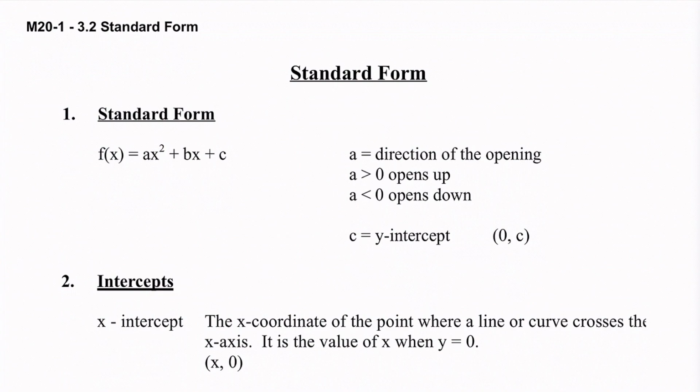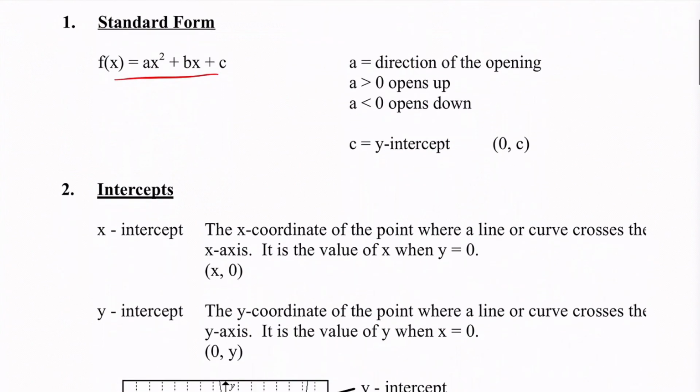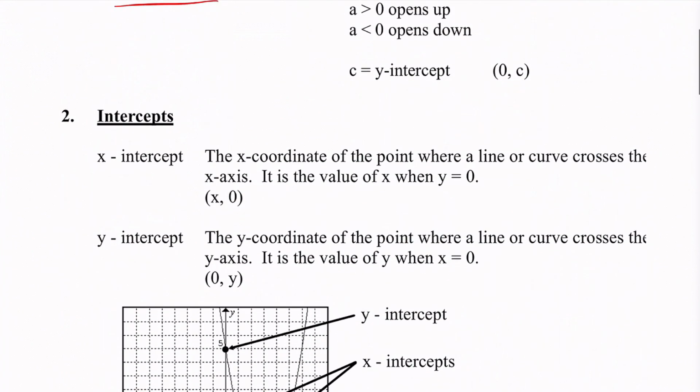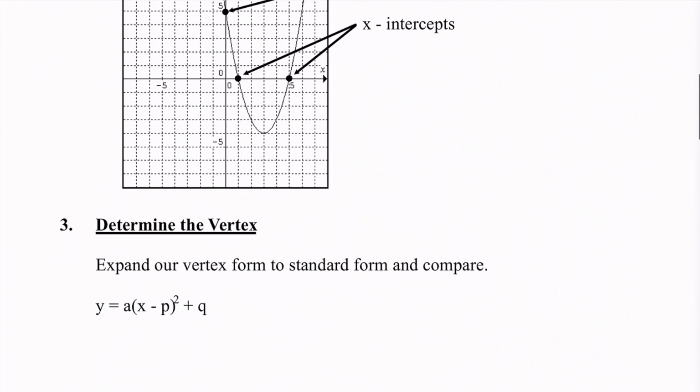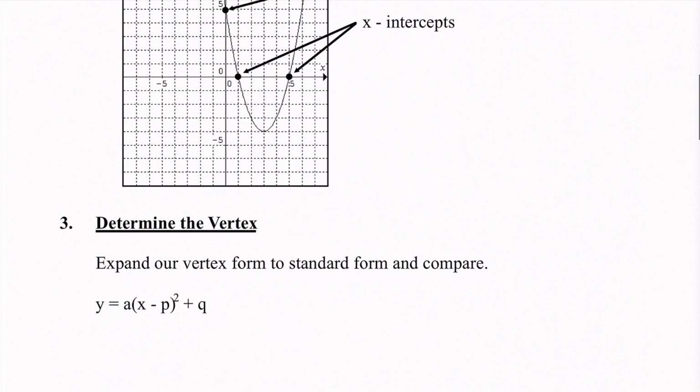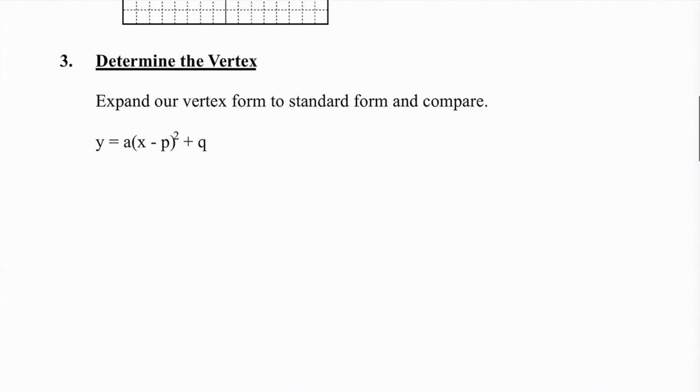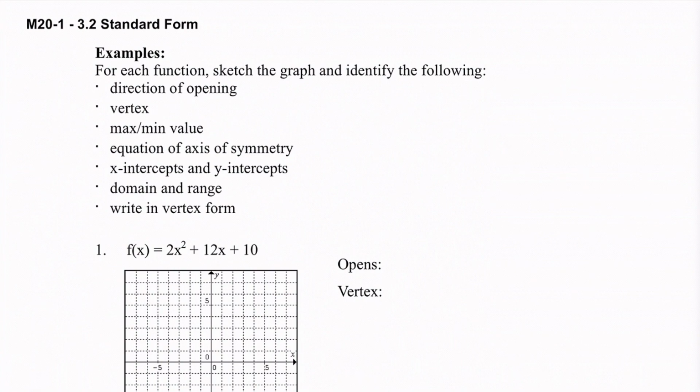Hello everyone. Today we're going to be looking at our standard form for quadratic functions, which is written right here. So we're going to go through some different characteristics. We're going to look at how to calculate intercepts, x-intercept and y-intercept. We're also going to look at comparing it to the vertex form. And then we're also going to find some characteristics where we're given a function in standard form.